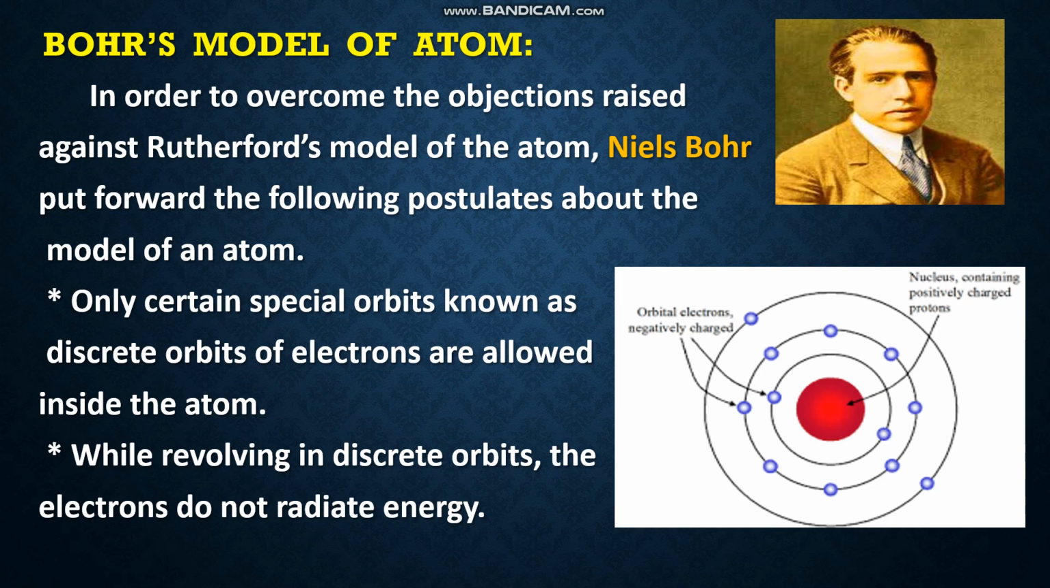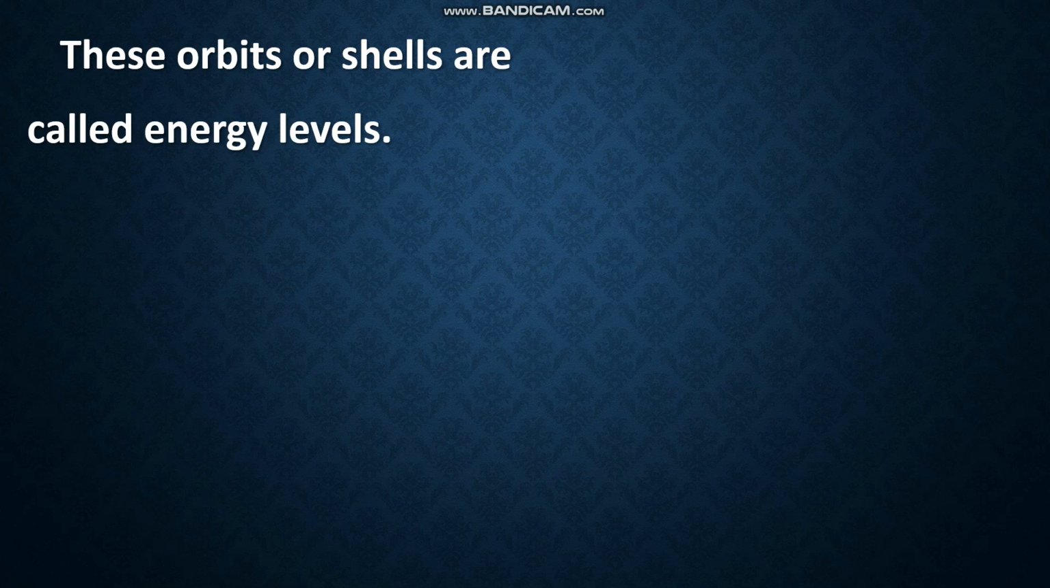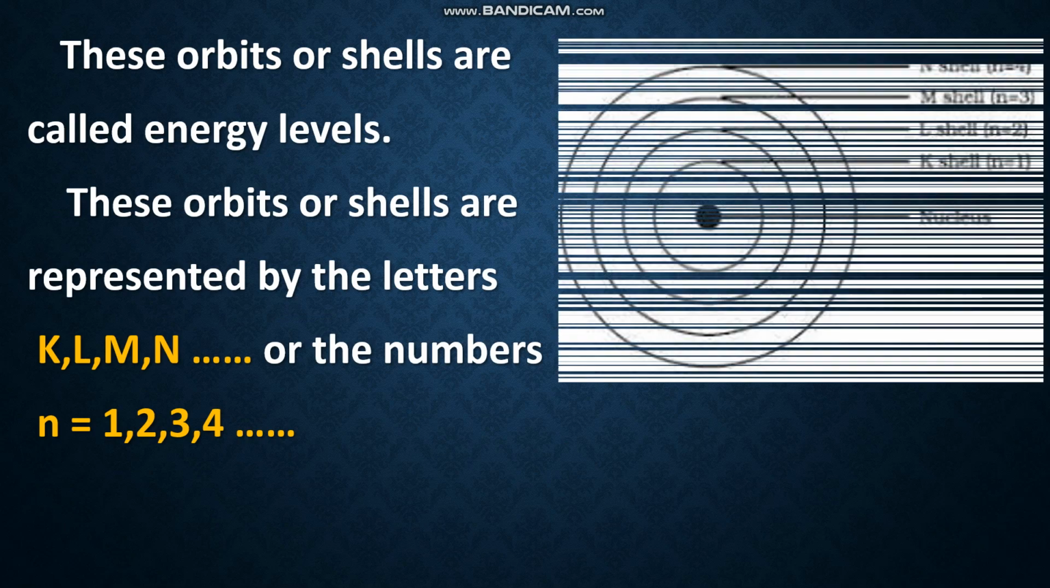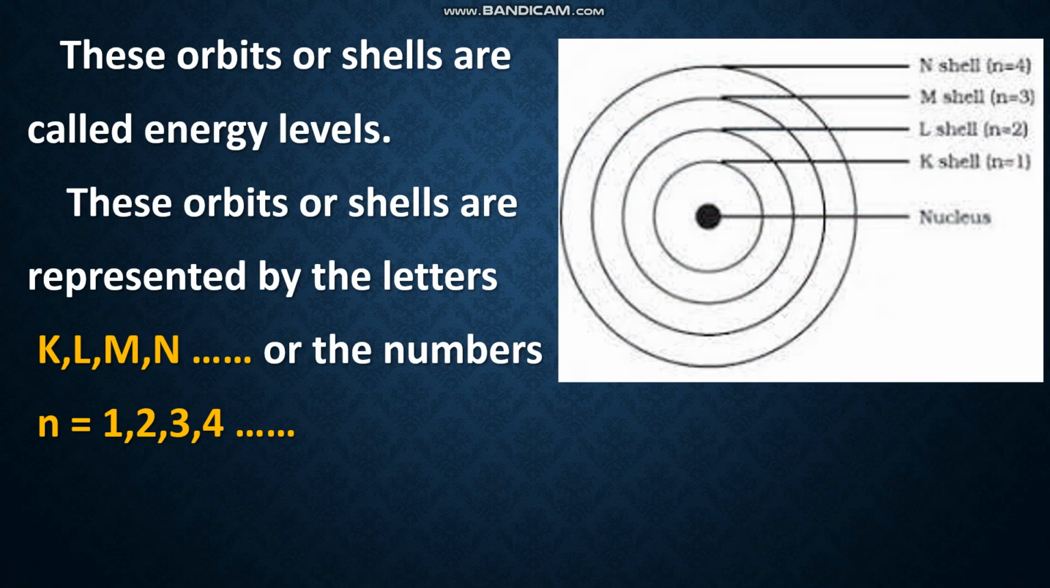So, he could explain the stability of the atom. These orbits or shells are called energy levels. These orbits or shells are represented by the letters K, L, M, N or the numbers 1, 2, 3, 4, etc. Here you can see this is the nucleus and these are the orbits.